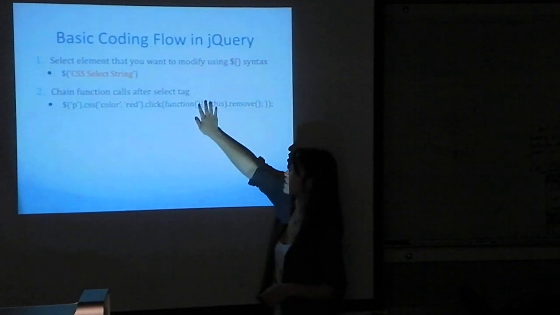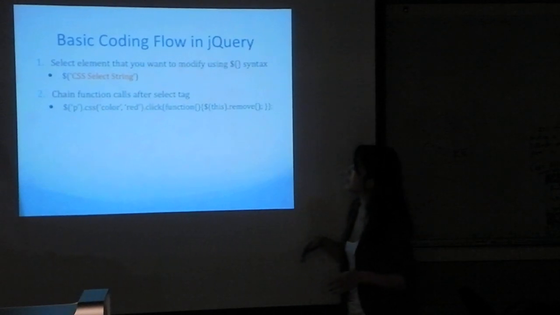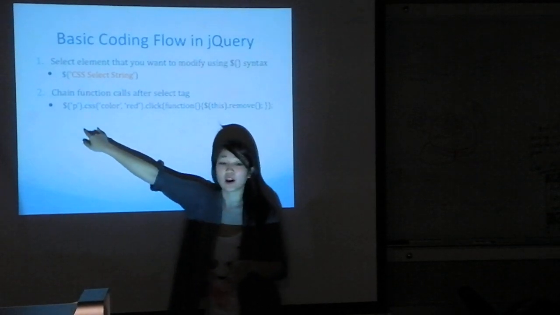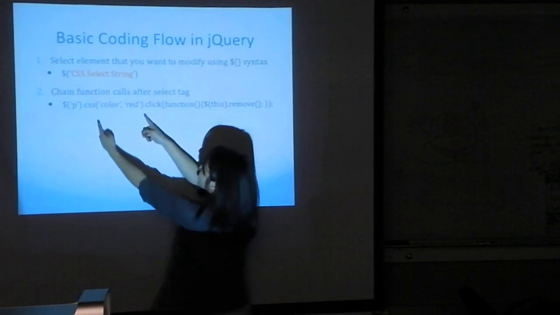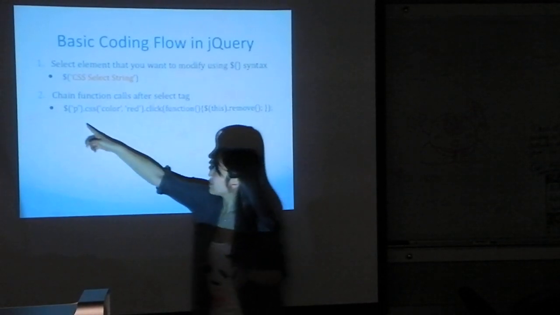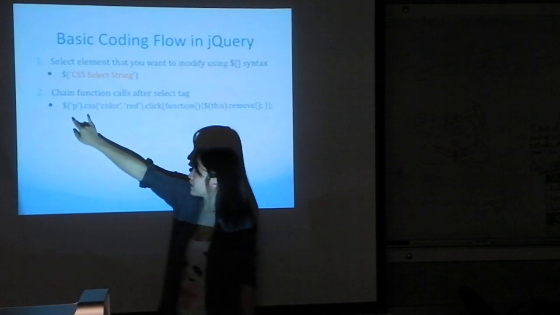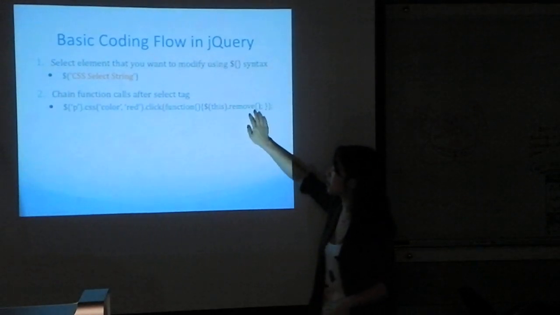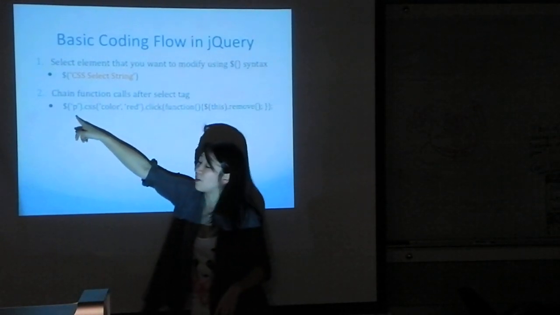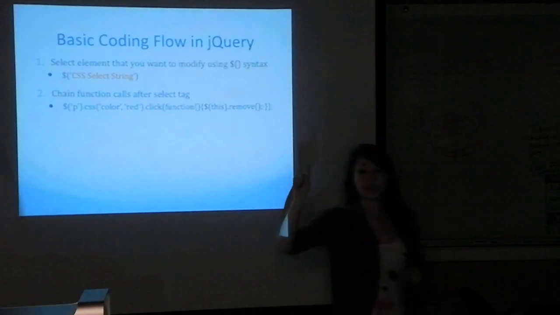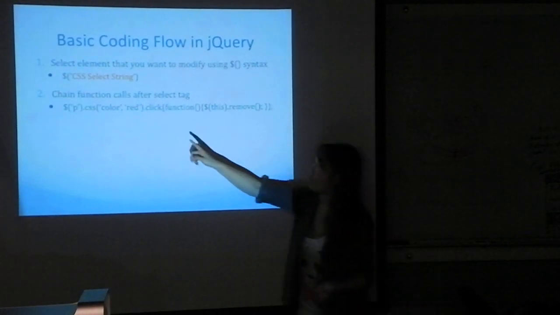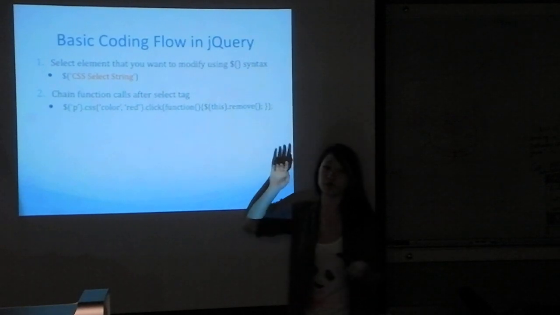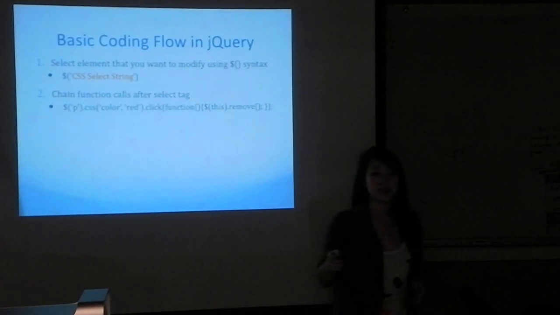You can also chain function calls. And this is kind of confusing. I think I'll go over it later. So, for example, if you selected this paragraph element, you can say .css, and then without selecting the dollar sign P thing again, you can also say dot click and then dot remove. These are all acting upon this P element, chained upon the first one, so you don't have to write dollar P CSS, and then on the next line, dollar P click, and then on the next line, dollar P remove. You can just put them all in the same line. Does that make sense?